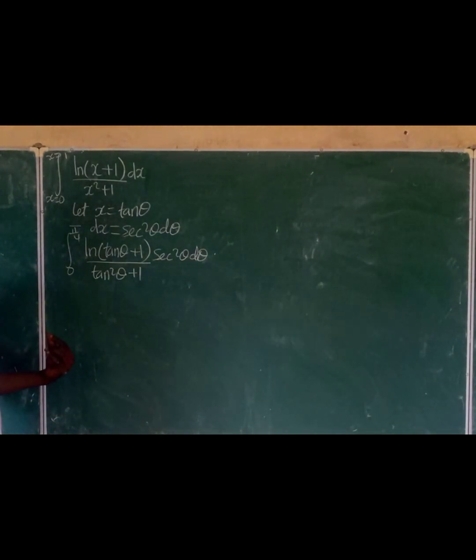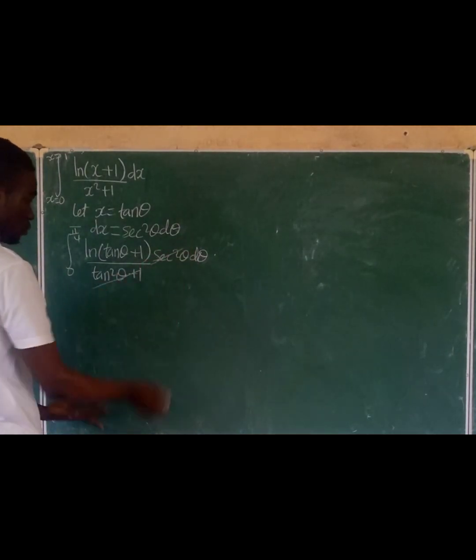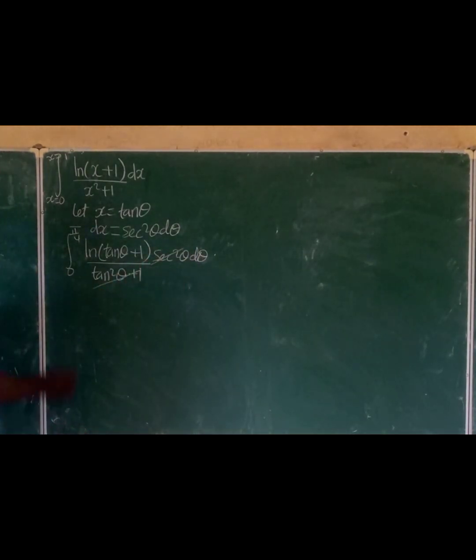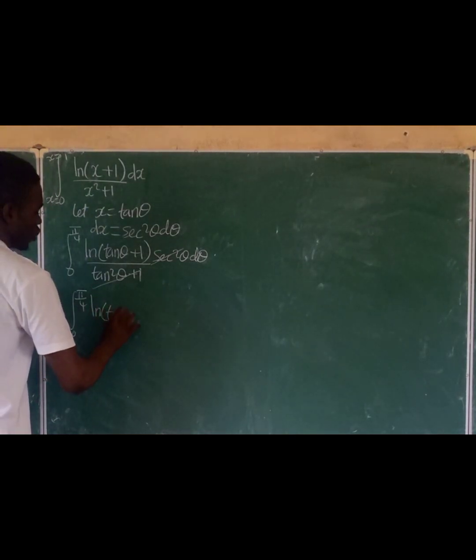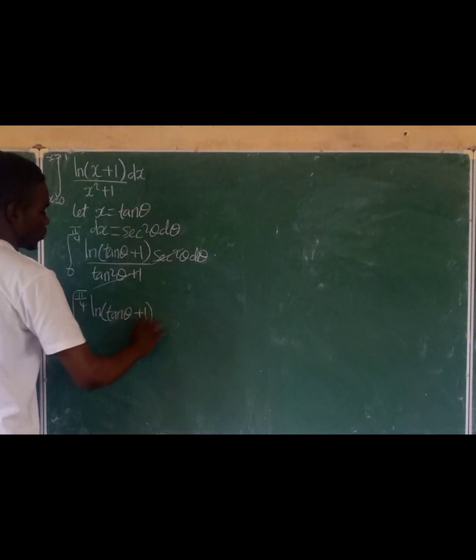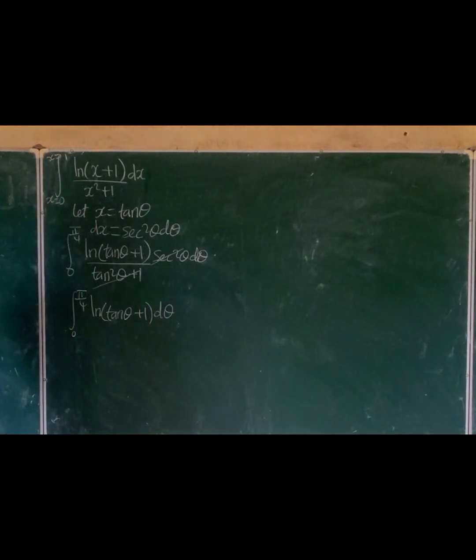Now, what is the nice way forward? As I'm seeing tan squared theta plus 1, I know that tan squared theta plus 1 is equal to sec squared theta. So this tan squared theta plus 1 and this sec squared theta can cancel. So this turns out to be the integral from 0 to pi over 4 of the natural log of tangent theta plus 1 d theta. Great. So what's the way forward now at this point in time?